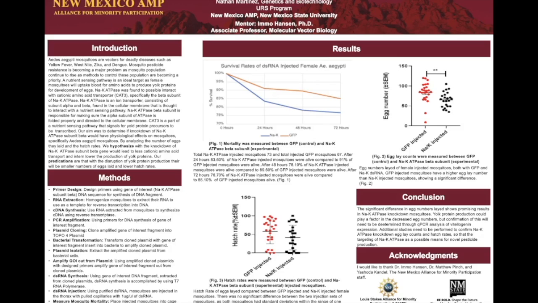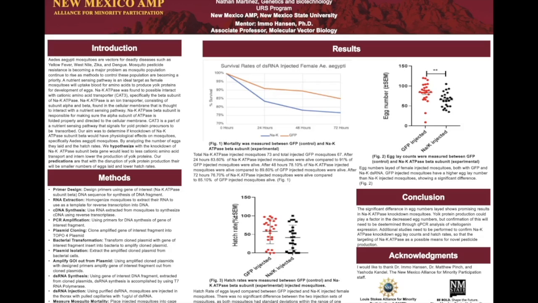Sodium potassium ATPase is an ion transporter consisting of two subunits, the alpha and the beta subunit. This protein is found in the cellular membrane and is thought to interact with a nutrient-sensing pathway, specifically our CAT3 protein. The sodium potassium ATPase beta subunit is responsible for making sure that the alpha subunit of the ATPase is folded properly and directed to the cellular membrane. CAT3 is part of a nutrient-sensing pathway that signals for yolk protein precursors to be transcribed.